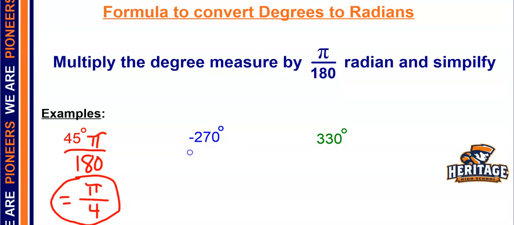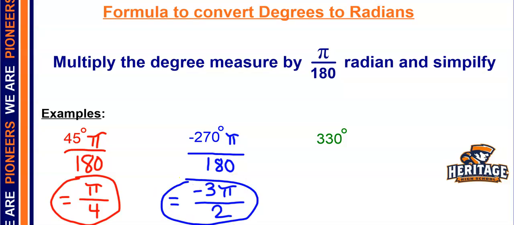Then we go to the second example, and we say, alright, take negative 270, multiply it with pi, and put it over 180. And then we say, alright, what is it reducible by? In this situation, the largest multiple we can divide both numbers by is 90. So on the top, we're going to be left with negative 3 pi, and 180 divided by 90 is 2. That's the best way to reduce this. Therefore, our answer is negative 3 pi over 2.